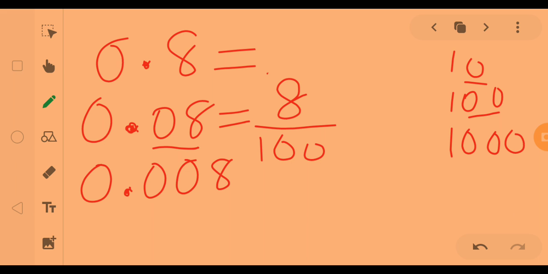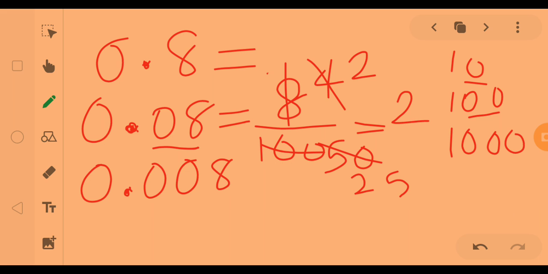We can further simplify it into the lowest form. In 8 and 100, 2 is a common factor. In 8, 2 goes 4 times. In 100, 50 times. So 4 and 50 again can be simplified. Half of 4 is 2, half of 50 is 25. So the simplest form is 2 upon 25.